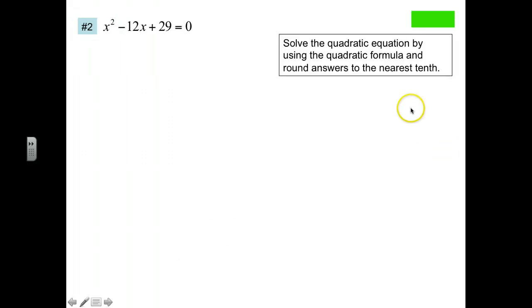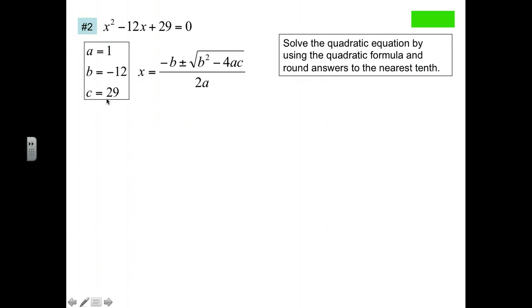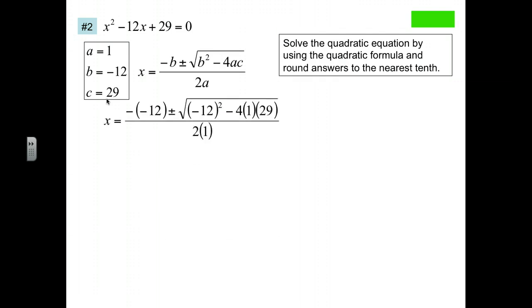Example 2 says: solve the quadratic equation using the quadratic formula and round your answer to the nearest tenth. Is my equation equal to 0? Yes. What are my a, b, and c? I take my quadratic formula and substitute the values. Again, how did I get this 28? Type everything that's under the radical sign, meaning do not include the radical sign. This becomes 12 plus or minus the square root of 28, divided by 2.